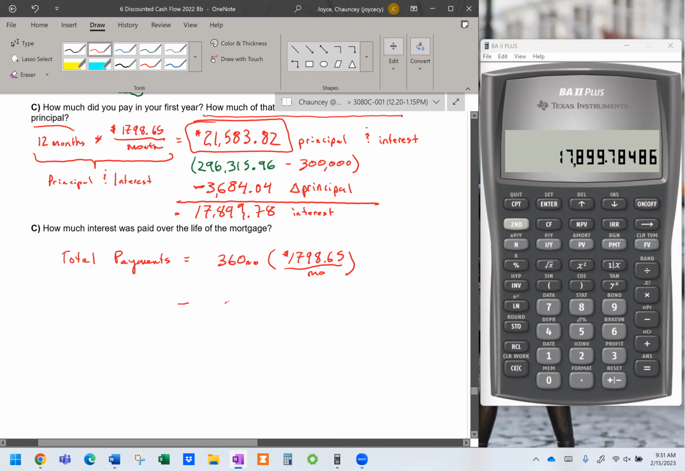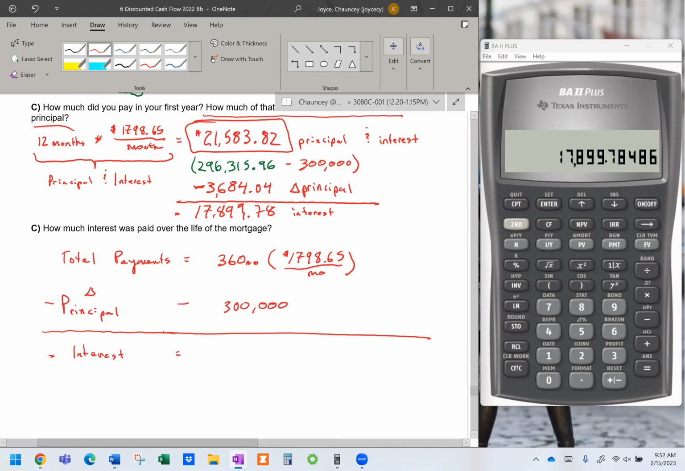In this case, our change in principal is 300,000. We go from 300,000 to zero. We pay this loan balance off in its entirety. So this piece, total payments minus your principal, I'm so sorry, I'm still getting over my cold. Minus your change in principal of 300,000 is your interest paid.